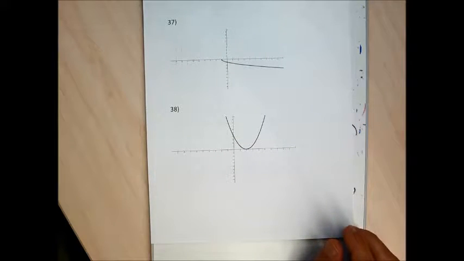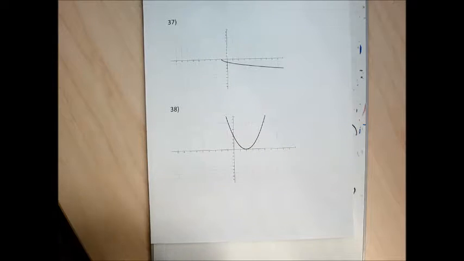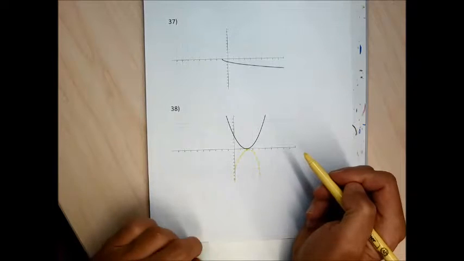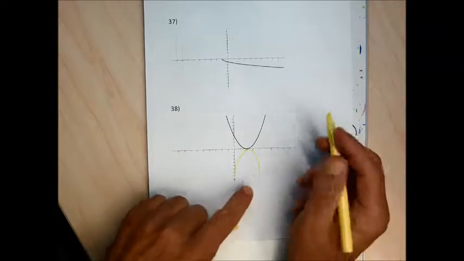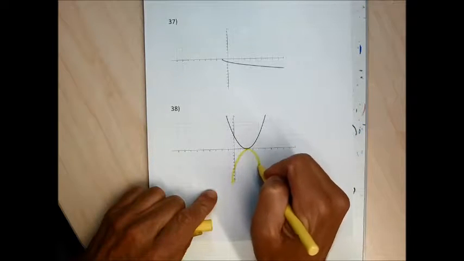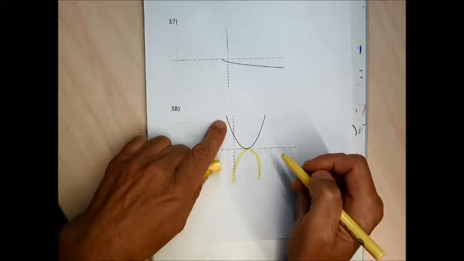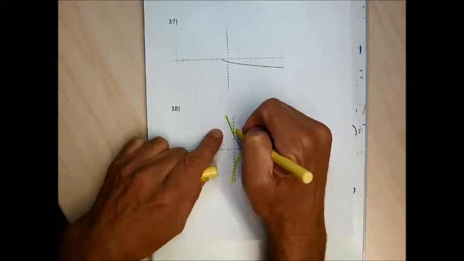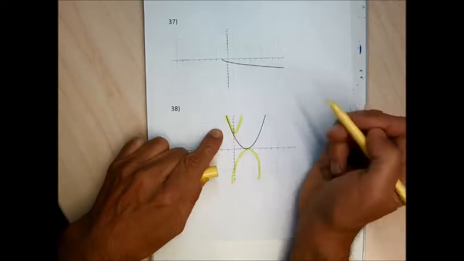For problem 38, it clearly doesn't have x-axis symmetry, because there isn't a mirrored image of the graph beneath the x-axis. To have x-axis symmetry, there would need to be like a parabola beneath the x-axis. And to have y-axis symmetry, like this piece right here would have to have a piece directly touching it on the opposite side of the y-axis.